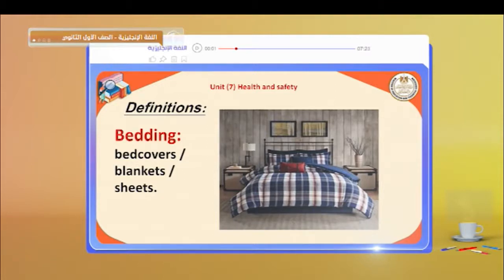What about bedding? As you see here in the picture, bedding means the covers, the blankets, the sheets which we use to cover our bed. So bedding means bed covers, blankets, sheets, and so on.